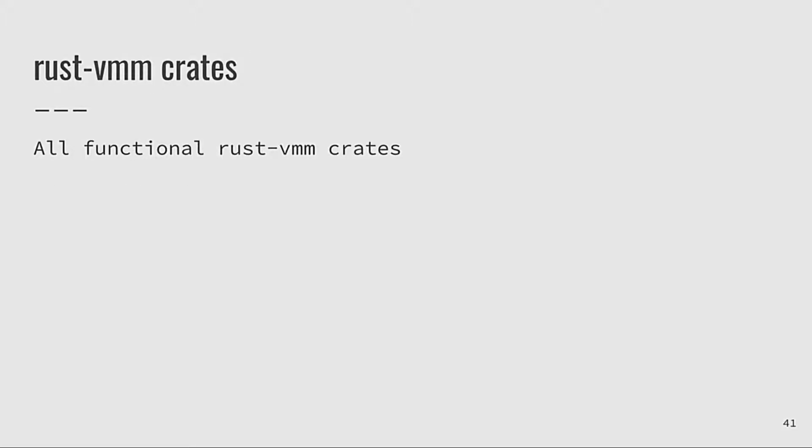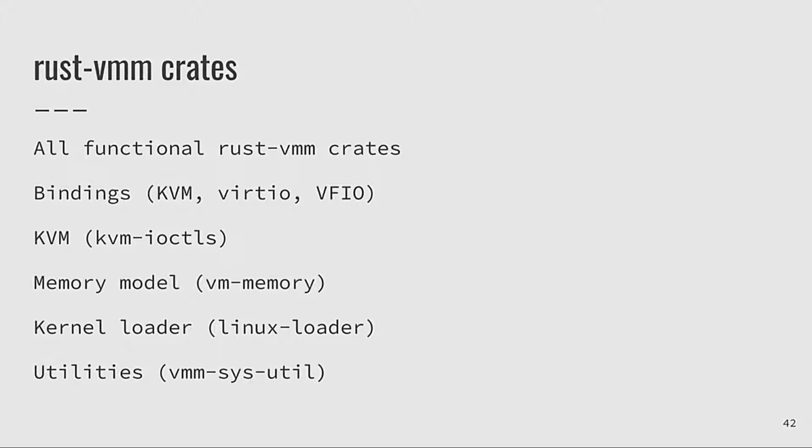So which crates are we using in Cloud Hypervisor? We're using all the functional rust-vmm crates, so all the ones that we think are complete, and those ones, as Andreea highlighted, are all the bindings, the kernel bindings, the KVM, virtio, and VFIO bindings. We use the KVM wrapper, the KVM crate, which is a wrapper on top of the KVM ioctls. We use the rust-vmm memory model, the kernel loader, and the rust-vmm toolbox, which is the VMM CCUtil.